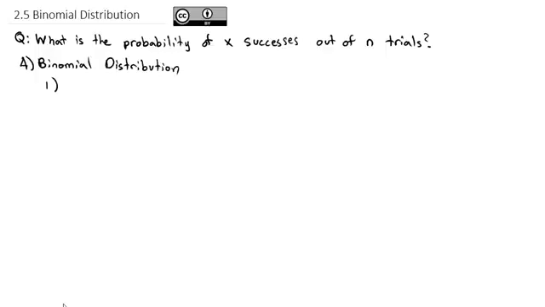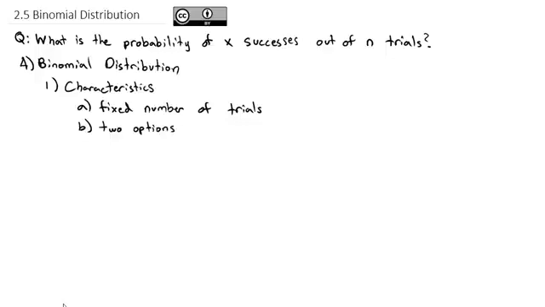And a binomial distribution has the following characteristics. First, there is always a fixed number of trials. I'm going to interview a certain number of people, or I'm going to run a test a certain number of times. And when I run that experiment or that survey, there are really only two options. The two options are success, and we usually use x to represent the number of successes, or failure.